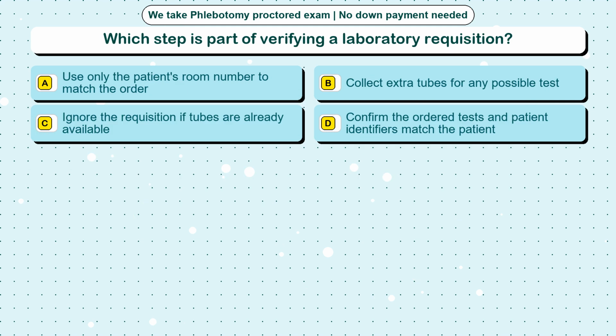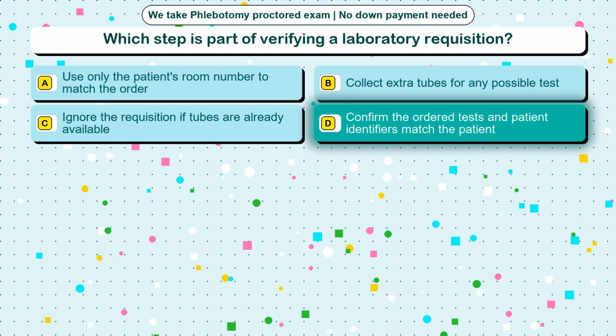Question 9. Which step is part of verifying a laboratory requisition? Option A. Use only the patient's room number to match the order. Option B. Collect extra tubes for any possible test. Option C. Ignore the requisition if tubes are already available. Option D. Confirm the ordered tests and patient identifiers match the patient. The correct answer is option D.